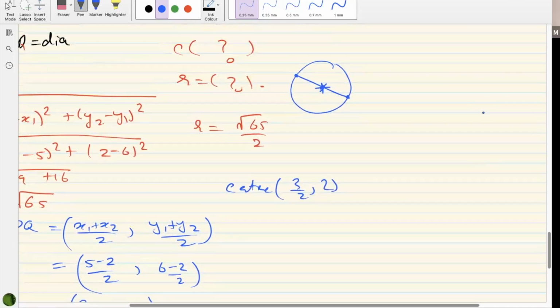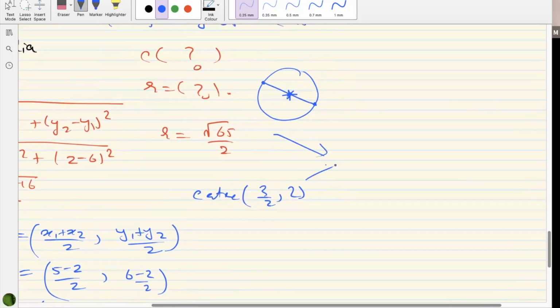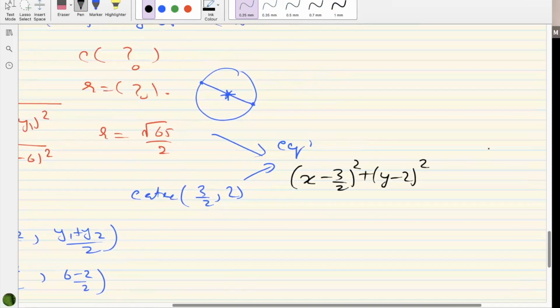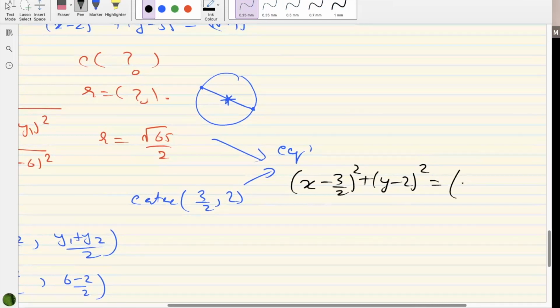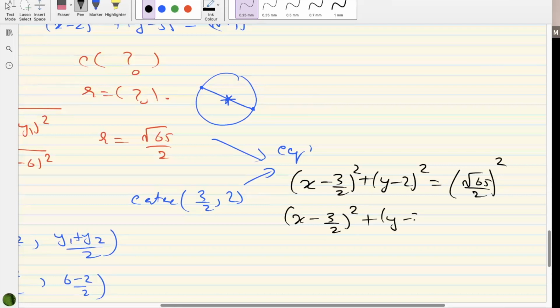Now we have the radius, we have the center, and the equation will be x minus 3 by 2 whole square plus y minus 2 whole square is equal to square root 65 by 2 square. This is the equation of the circle. If you need to simplify a little on the right hand side, calculator is always with you. 65 by 4. Any ambiguity?